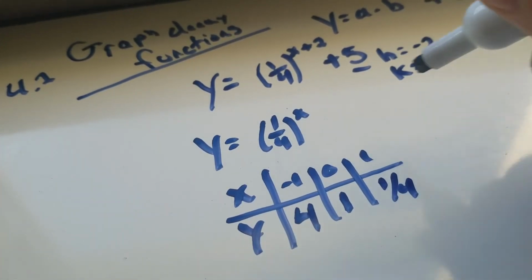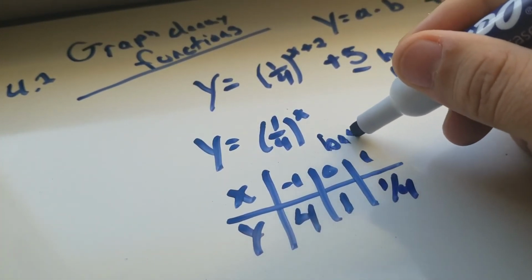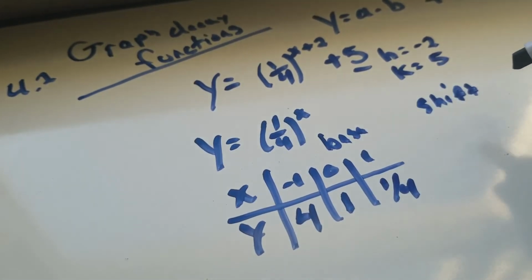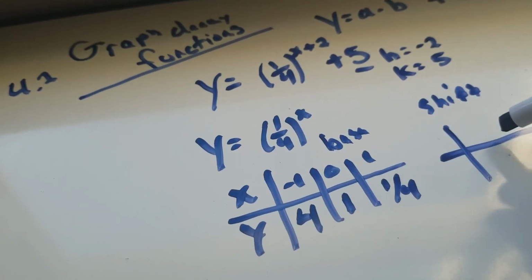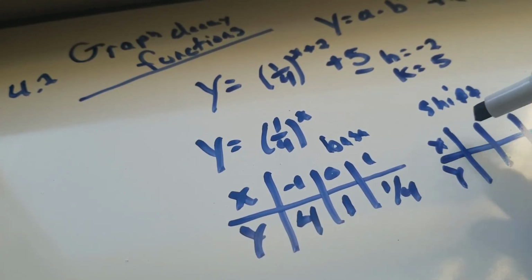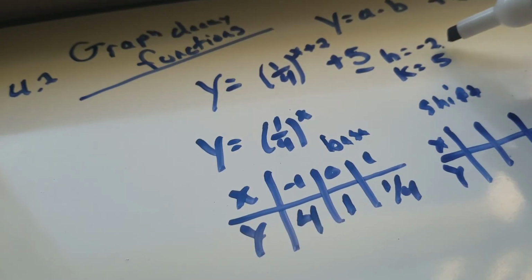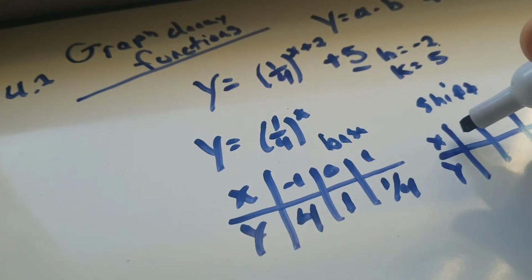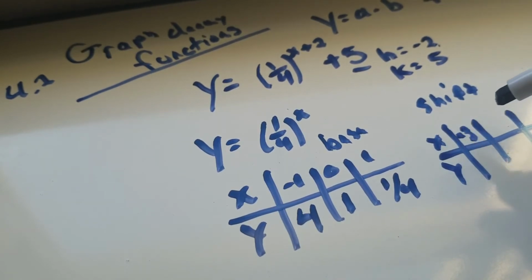So now we're going to do the one with the shift. Let's call this base. Let's call this shift. Okay, so we have our shift one here. X, Y. Now let's check the x's. My h was -2. So now I got to do -1 plus -2. That makes a big negative, which is -3.